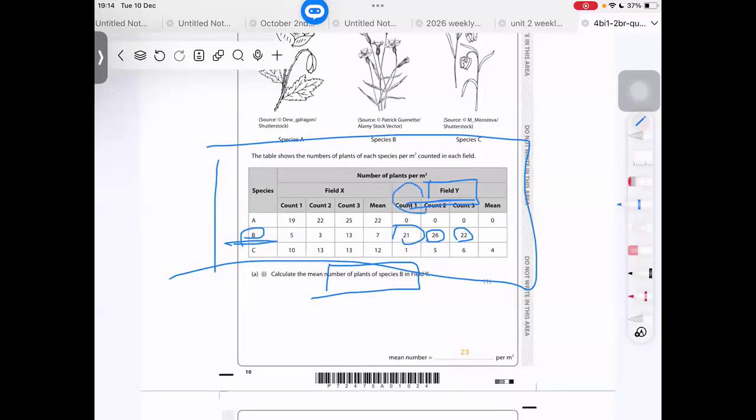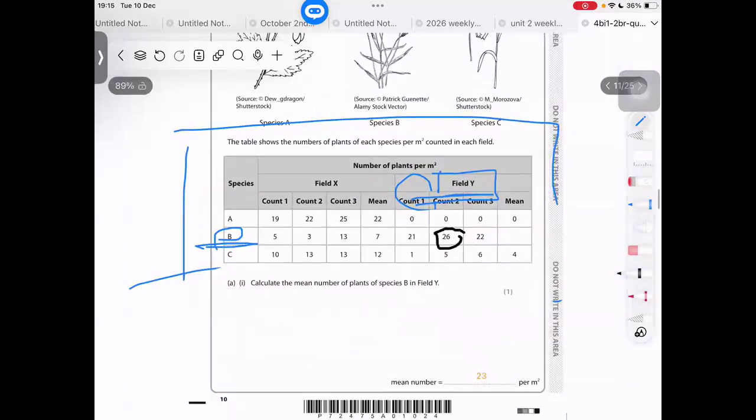When you count it at first, you get the count as 21. And then again the scientists come and count it again to make sure that they get a series of results to calculate the average in order to get an accurate result. The next time they get 26. And the third time they count, they get the result as 22.